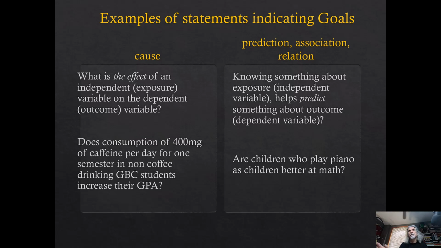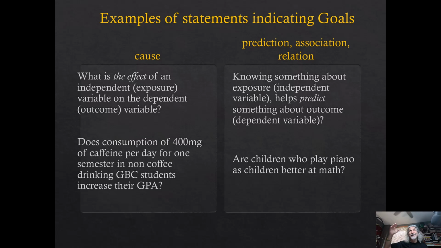In the second, are children who play piano as children better at math? That's not really showing, does playing piano impact? Because maybe those children playing piano are ones that also have parents who help them with their math homework, or maybe they gravitate towards piano. And so maybe it's the same sort of mindset in children that gravitates them towards piano also has them better at math. So we're not saying that A causes B, or playing piano causes being better at math, if that is even true. So relation versus causation, very important too.